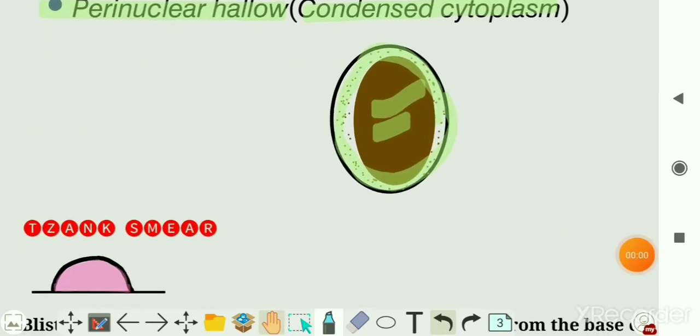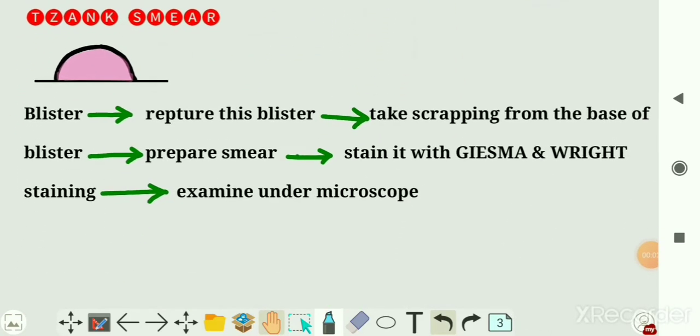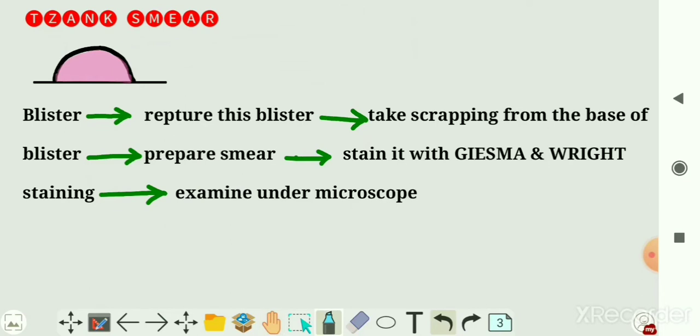To see these acanthocytes, generally a cytological test is done which is known as Tzanck smear. If a patient comes with blisters, first you will rupture the blister and then take scraping from the base of the blister, then prepare smear, then stain it with Giemsa and Wright staining. Finally, examine this smear under the microscope.